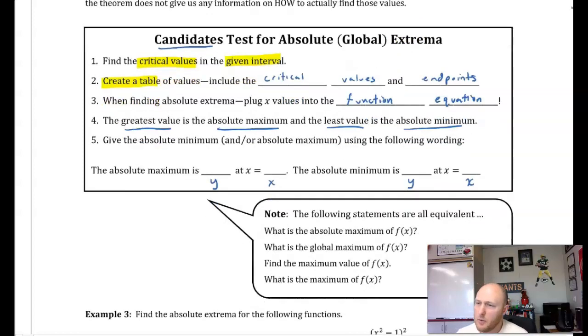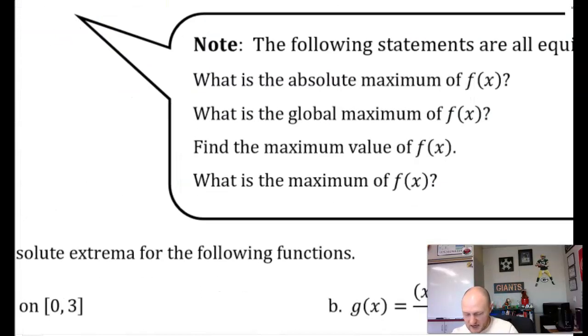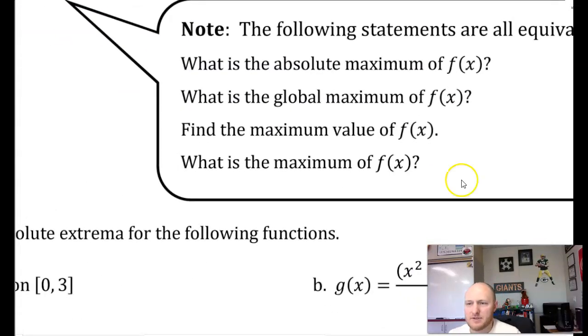Now note, there are a couple of ways the AP exam will ask this question. They may say, what is the absolute maximum of f of x? Or what is the global maximum? Remember, these two words are interchangeable. Or find the maximum value, or what is the maximum of f of x? All of these refer to the absolute or global maximum.